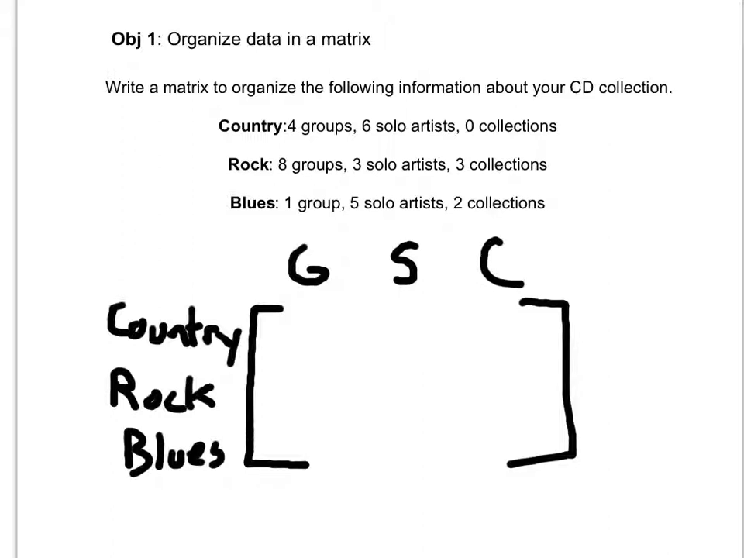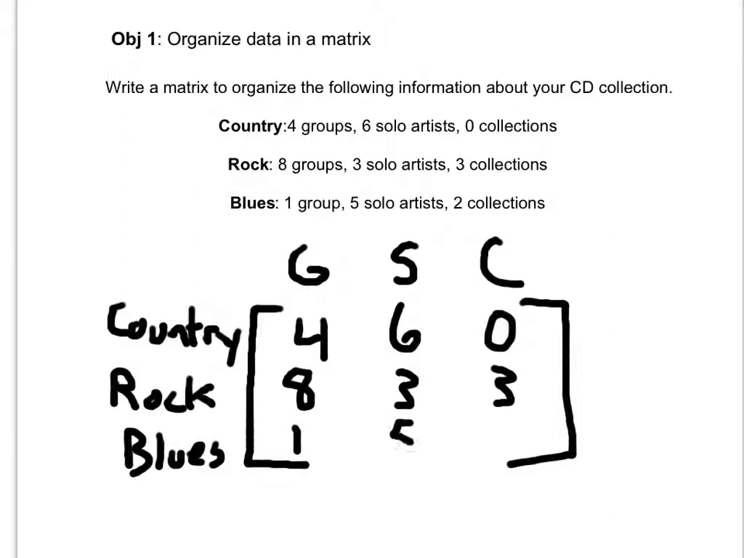Alright, now I just have to fill in my numbers accordingly. Well, I've got 4 country groups, so that goes where country and groups meet each other. So my 4 goes right here. Okay, I got 6 country solo artists, so I look where they cross. Country and solo artists, that needs to go in the first row in the second column. So 6 goes there. And then 0 collections. Likewise for rock, I have 8 groups, 3 solo artists, and 3 collections. Then for blues, I've got 1 group, 5 solo artists, and 2 collections. So there's my matrix of data for my CD collection.